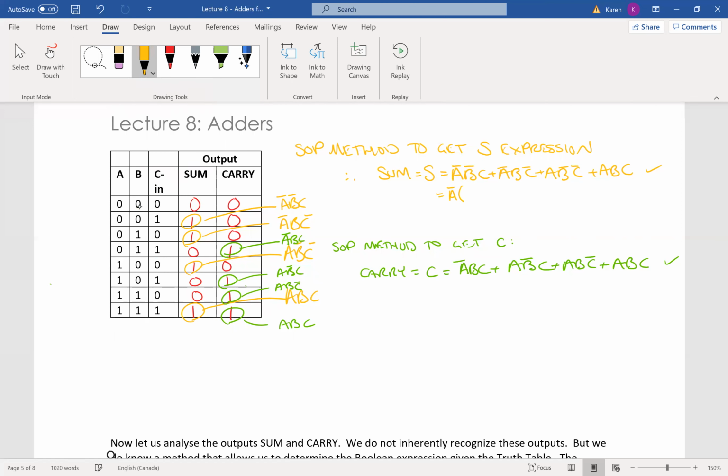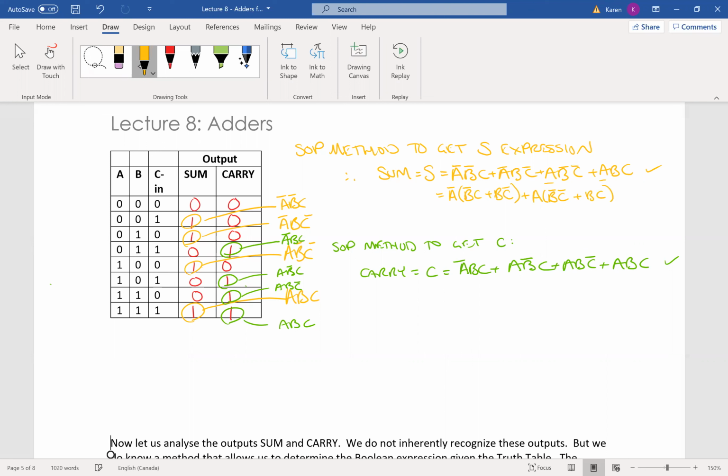I notice that A prime exists in both of these. So I'm going to factor A bar out of this first expression. And what I'm left over with are those two terms. And I notice that what's common in this one is A. And I'm going to factor out A. And I'm left with B prime C prime plus BC.